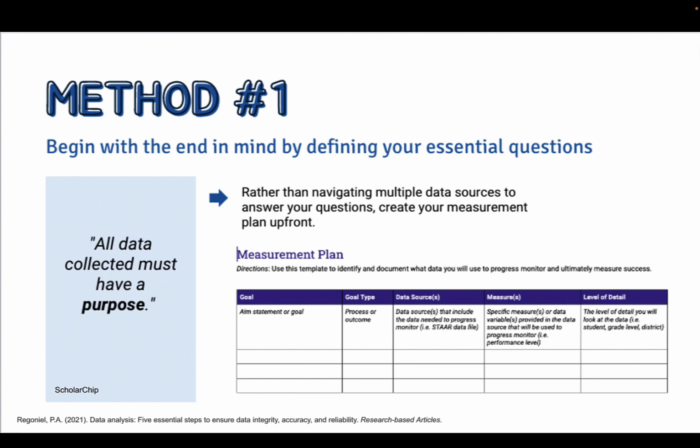As a reminder, a measurement plan outlines each goal or research question, the type of goal it is, what data sources will be used to progress monitor, what specific measures will be used from that data source, and then the specific level of detail that you will look at. Again, identifying this upfront with your stakeholders involved will ensure that each data point you collect has a clear purpose and will speak to whether an objective was met or not met.